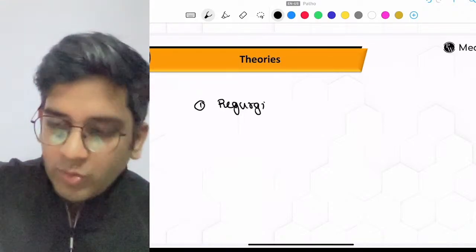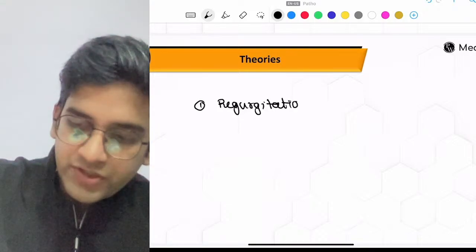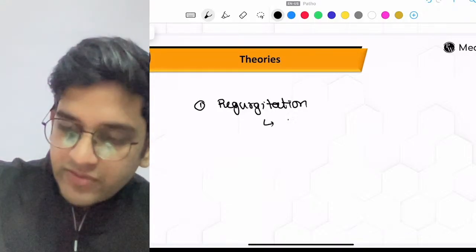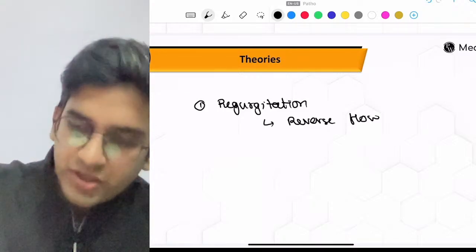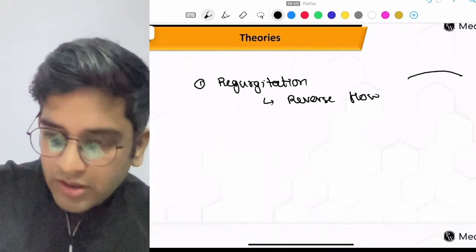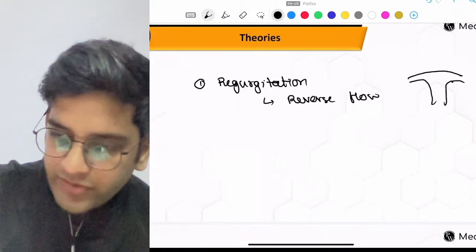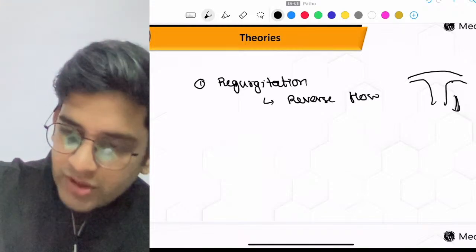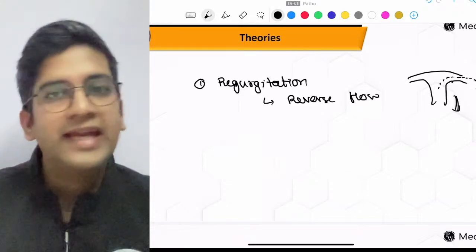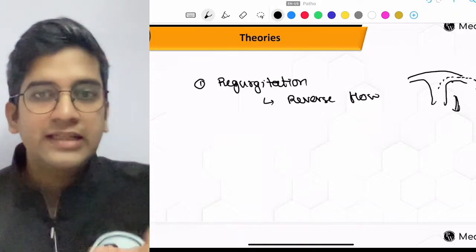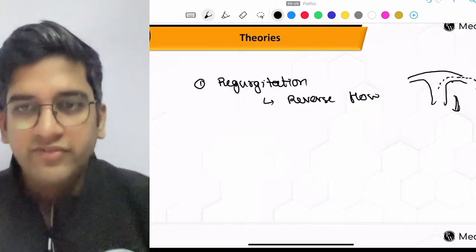Regurgitation theory is one of the most common accepted theories for endometriosis. So what it says, it's reverse flow of menstrual fluid. It's regurgitant flow, that's all. So I have a uterus like here. The normal flow is like this. So if it goes back, it can go to the fallopian tube, it can go to the ovary, it can go to the entire peritoneal cavity. Right? That's definitely a possibility. It can definitely happen.